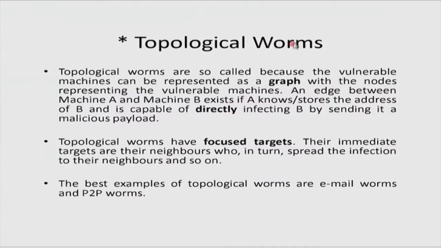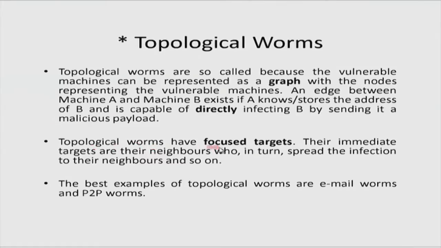Another category are what are called topological worms. So what are these things? It has something to do with the word topology. Topological worms are so called because the vulnerable machines can be represented as a graph with the nodes representing the vulnerable machines. An edge between machine A and machine B exists if A knows or stores the address of B, the email address, the phone number, whatever, some way of contacting B from A, and is capable of directly infecting B by sending it a malicious payload, either through email or through an SMS or MMS or whatever.